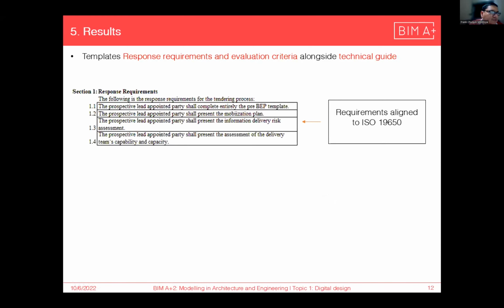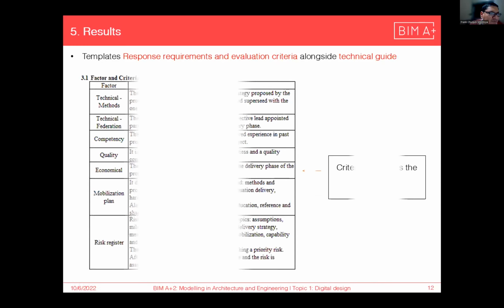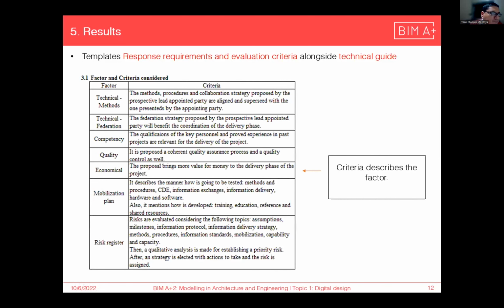This is another template called response requirement and evaluation criteria. The first section of the template shows the resource documents that an appointing party expects to receive from the prospective lead appointed party at the tender response process. They are pre-appointment BEP, mobilization plan, risk assessment, and capability and capacity assessment. All of them in the context of ISO 19650.